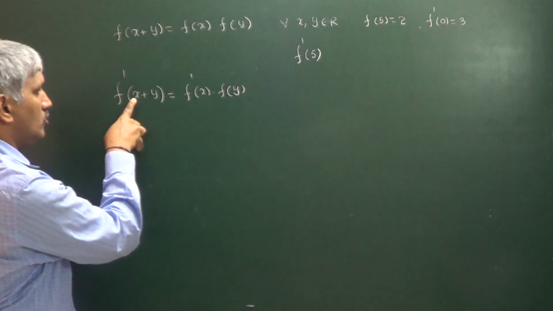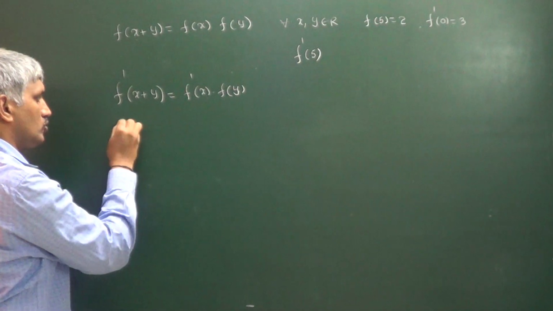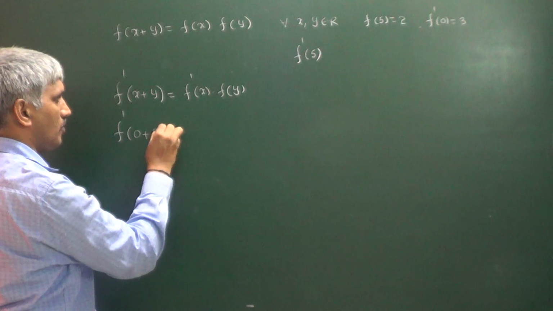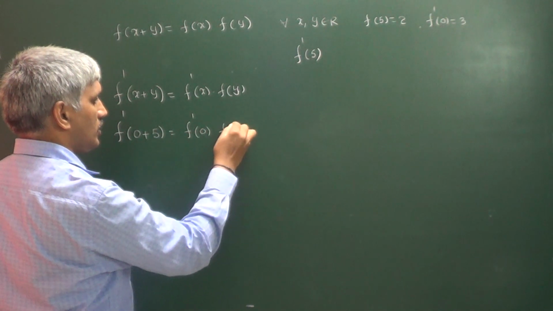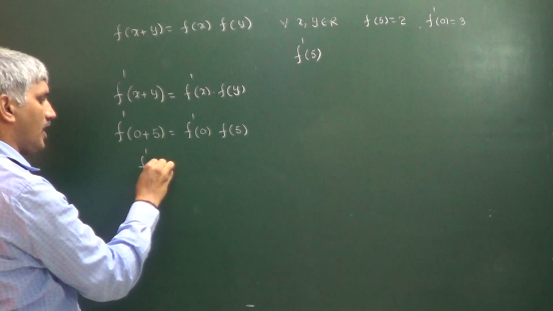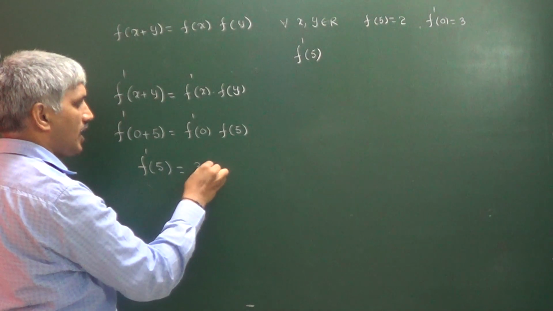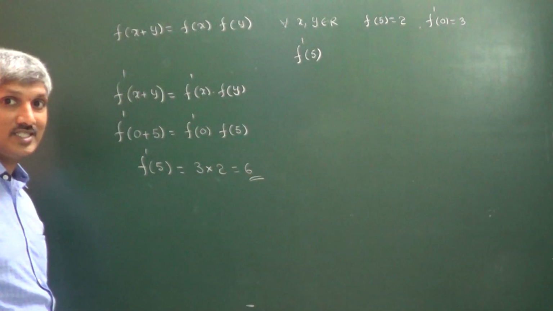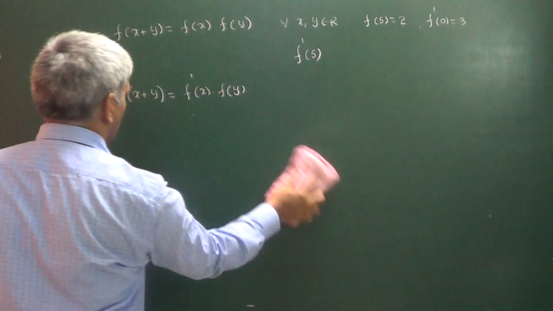Now put x is equal to 0, because we know f dash of 0, and y is equal to 5. Then f dash of 0 plus 5 is equal to f dash of 0 into f of 5. Now f dash of 5 that we require is equal to f dash of 0, which is 3, times f of 5, which is 2. So that is the reason we are getting the answer as 6. That is the way to proceed with the same question in a different method.